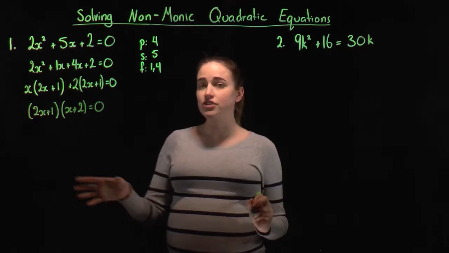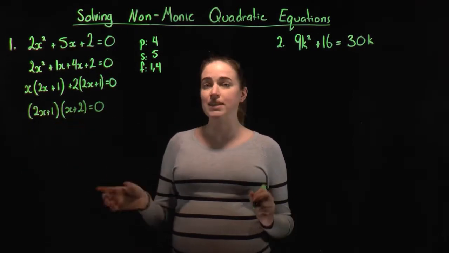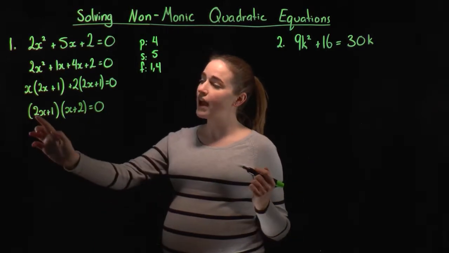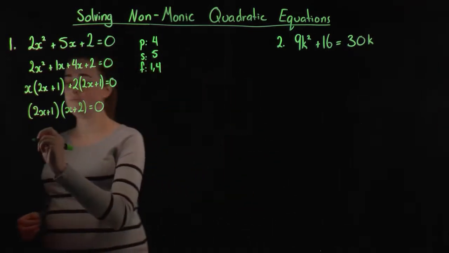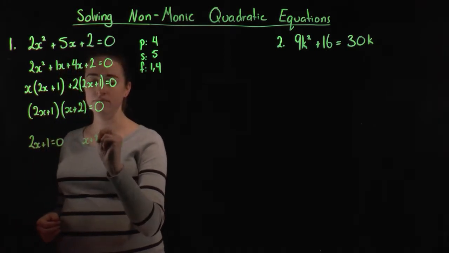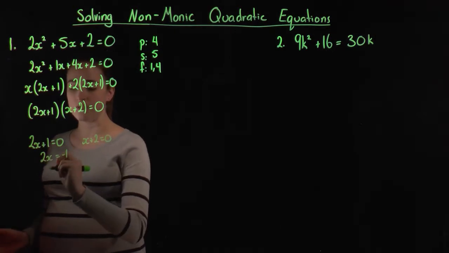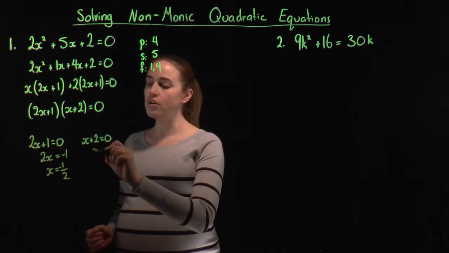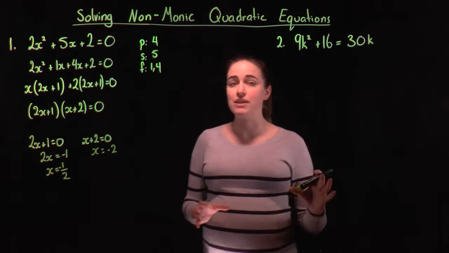Now that that's fully factorised, we can now separate these two sections, because if we've got them both multiplied together to give 0, at least one of them has to be equal to 0. So we're either going to have 2x plus 1 is equal to 0 or x plus 2 is equal to 0. So solving both of those, we have 2x equals minus 1, so x is equal to minus a half, or x is equal to minus 2. All right, so that's our first example.